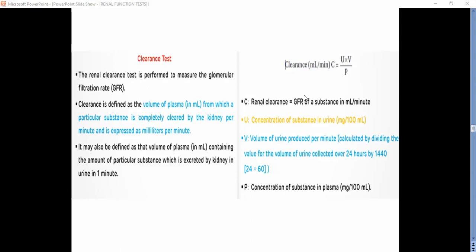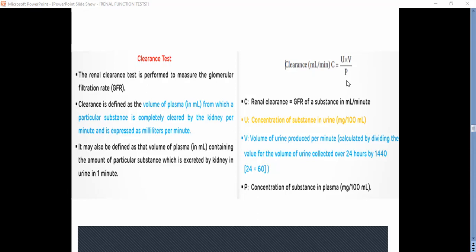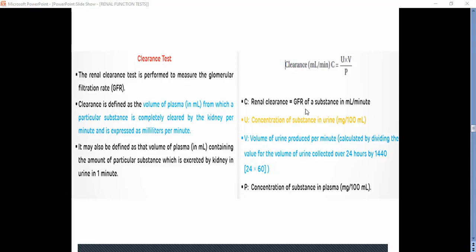For that calculation, we have a simple formula: C equals U times V divided by P. Here C means renal clearance, that is how much of a substance is cleared by the glomerulus, the kidney, in a given minute. If it is a good compound, it is retained; if it is a toxic compound, we check whether it is cleared by the GFR or not at that minute. This can be calculated using this formula.